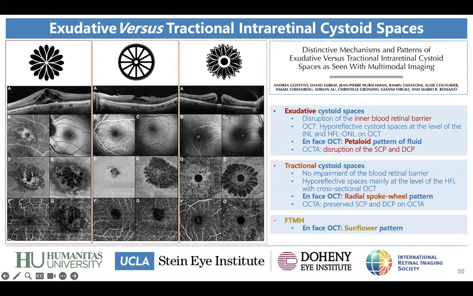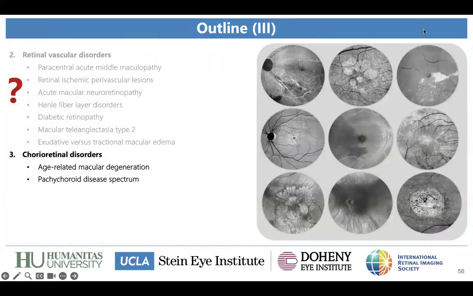Of course, this is important to identify because in cases of exudative cystoid spaces, we should treat with medical therapies or intravitreal injections, while tractional macular cystoid edema should actually be treated with surgery when appropriate. So this concludes the second part of this talk, and then we could move to AMD and pachychoroid, if there are any questions now.